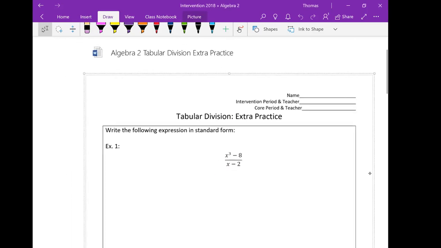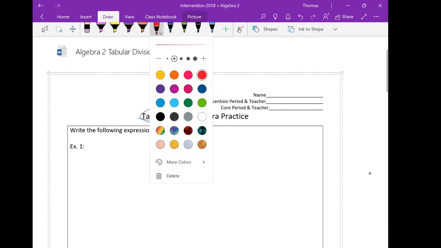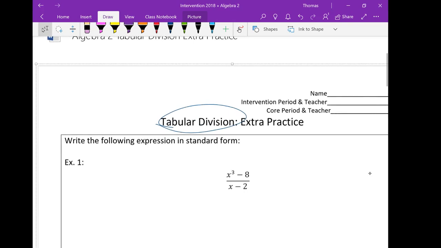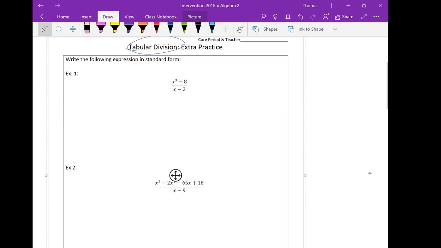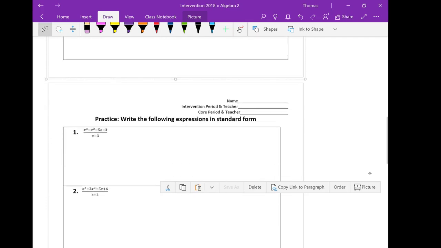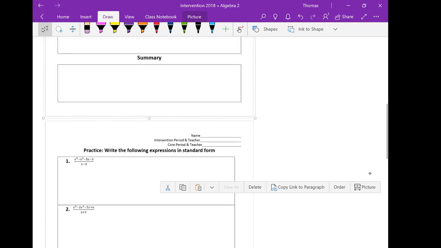Hey everyone, in this video we're going to be reviewing tabular division, which is how we've been dividing polynomials in your core algebra classes. So first I'm just going to outline why we want to set it up this way, why the table helps us do our division accurately and keep our work neat, and then later on you'll have a chance to see how it works and practice these two examples. Then after we've done our two examples, we'll summarize our thinking, and you'll go on and complete the practice problems on the back of your sheet for credit in your intervention class or for additional support in your core class.